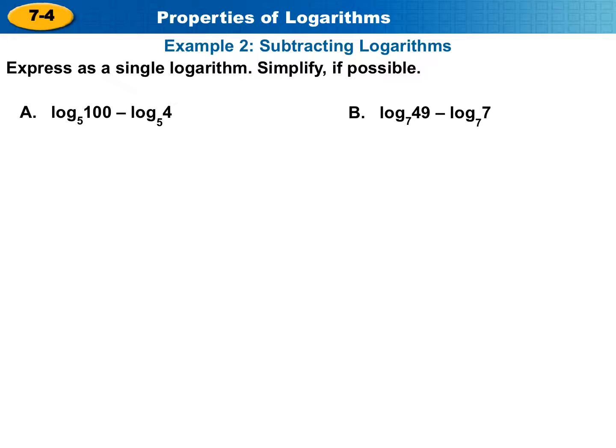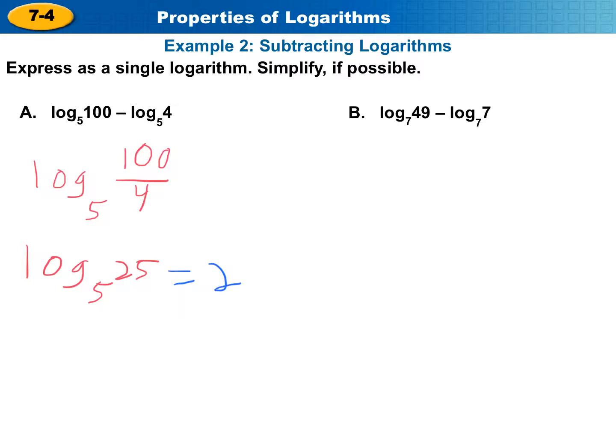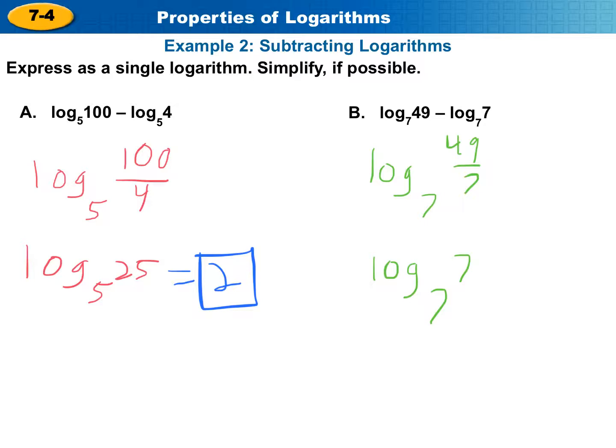First example, we have common bases of 5, so when I combine these, log to the base 5 of the first one divided by the second one. 100 divided by 4 is 25. 5 raised to the second power is 25, so this simplifies down to 2. Now we have log base 7. It's going to be 49 divided by 7, which is going to be 7, and you have to take 7 to the first power to get to 7.